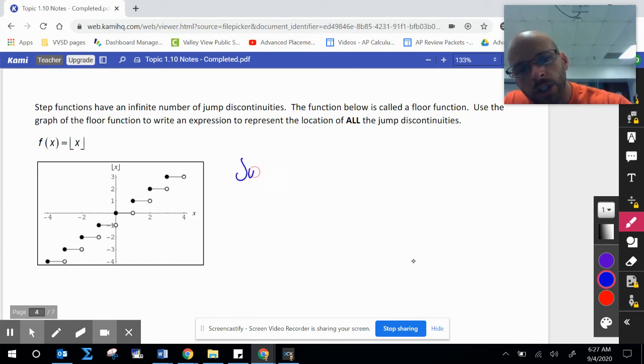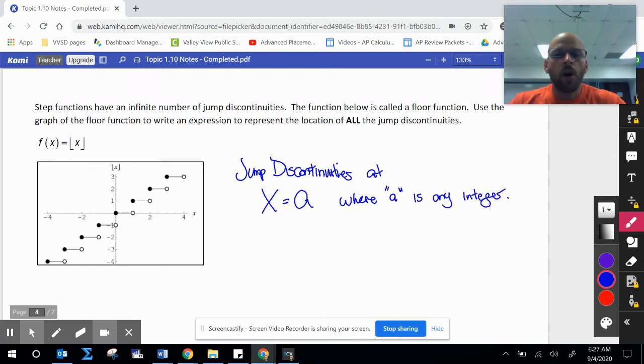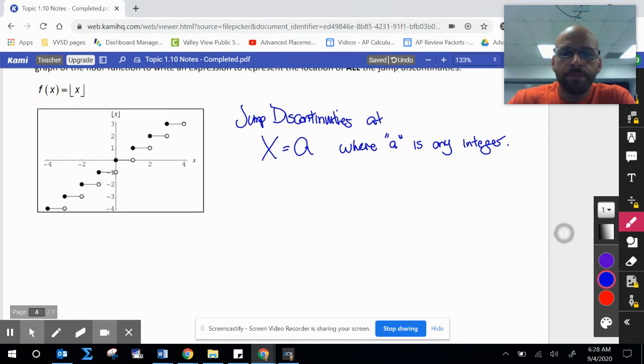So I'm going to say that there are jump discontinuities, and I'm going to just create a dummy variable. I'm going to say at x equals a, and I'm going to put a disclaimer where a is any integer, right? So all my jump discontinuities are going to be at any integer, and this is how I would notate it. So you can create a variable, but then you have to define what that variable is right after it, okay? So this is a way that you can do that.